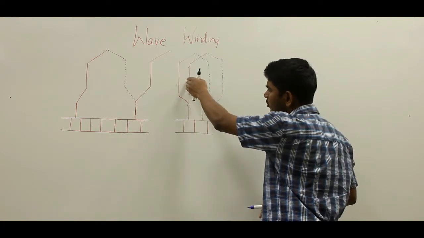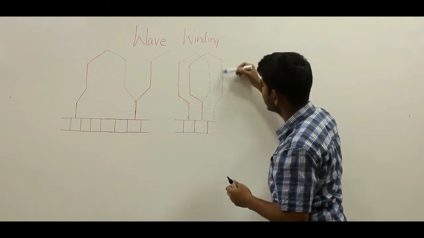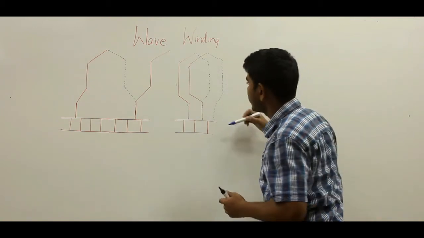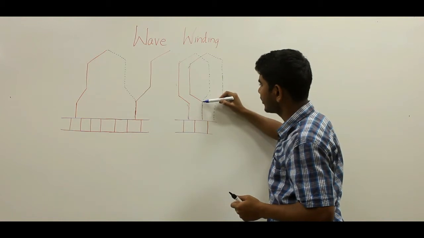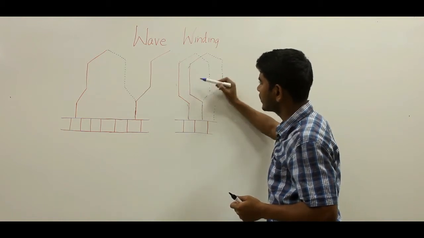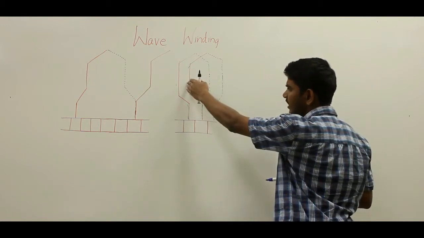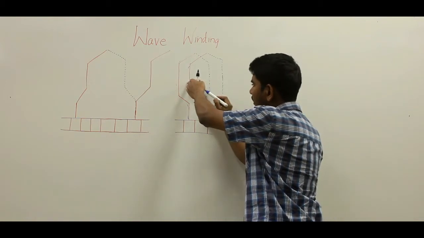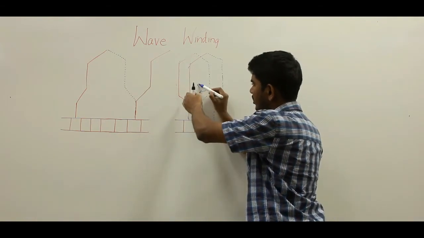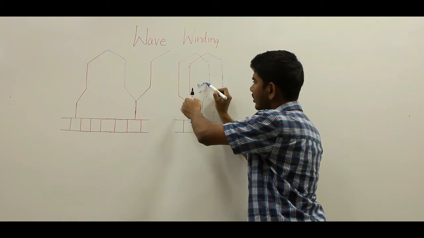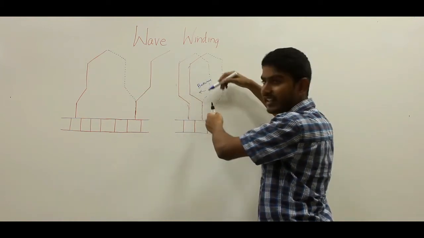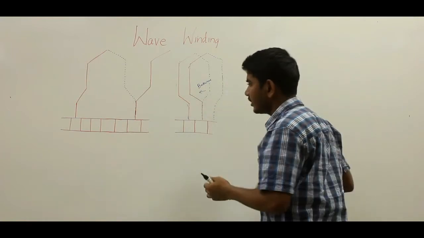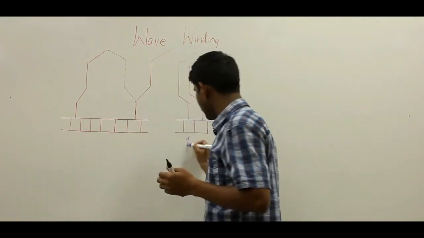Again I have another coil, the same: this is the starting side and this is the finishing side. So here you can see the finishing side of the first coil is connected to the starting side of the next coil, and this starting side of the next coil is aligned backward. So there is a backward alignment of this coil side of the next coil, that is the second coil. This is your lap winding.